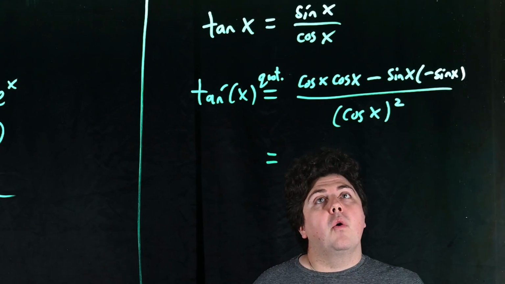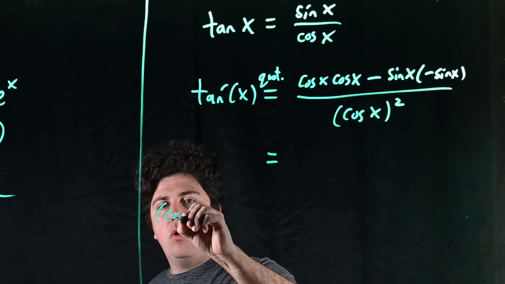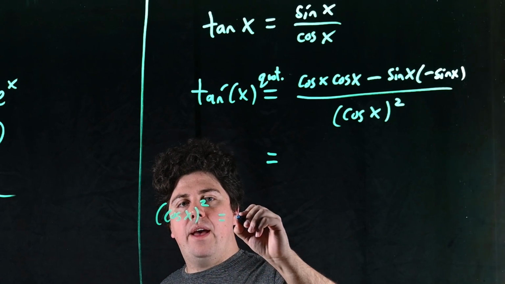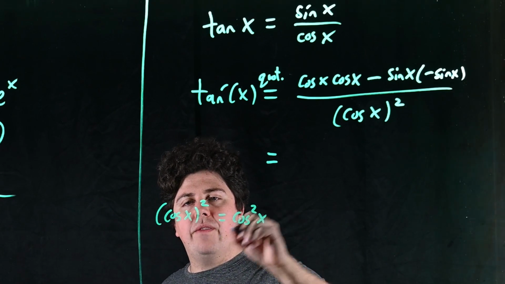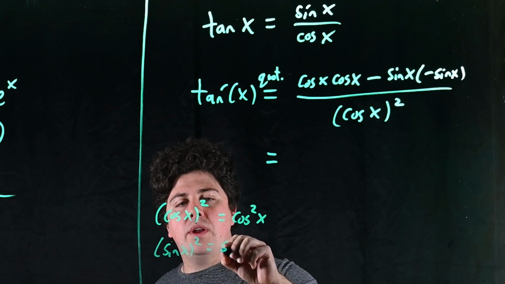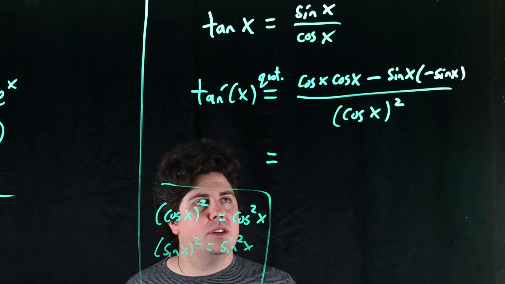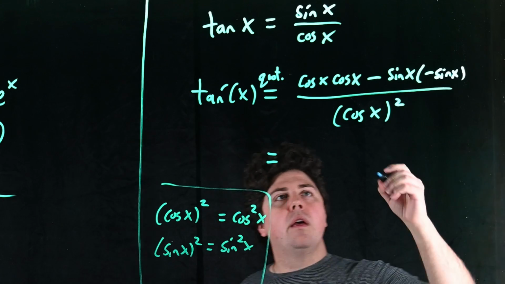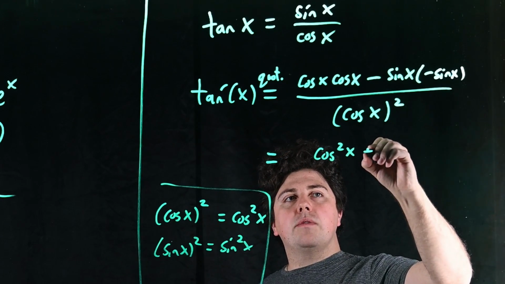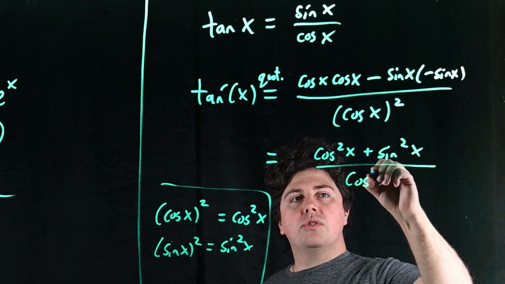Now, what is the top? Well, when we take cosine of x squared, we often write this as cos squared of x, and similarly with sine squared. This is just notation, but it's something that comes up a lot. You'll certainly see it in your textbooks and other resources, so I'll include it. So what we have upstairs is cos squared of x plus sine squared of x all over cos squared of x downstairs.